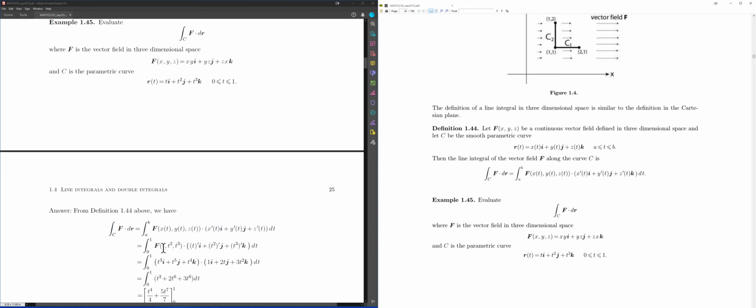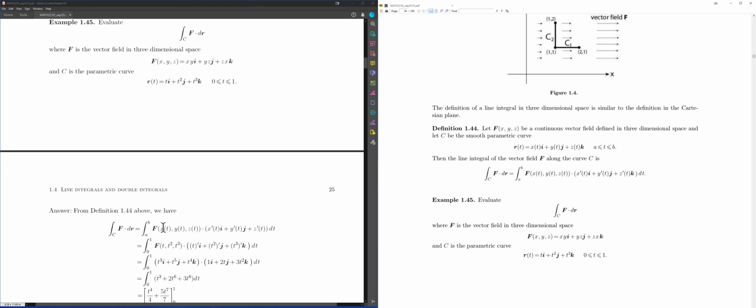I replace the x by t, the y by t squared, and the z by t cubed. I'm going to get this, right? And I just worked this out. This is t cubed for the i component, t to the fifth for the j component, and t to the fourth for the k component, right? So that is substituting these functions x of t, y of t, z of t for x, y, and z into a vector field, right?